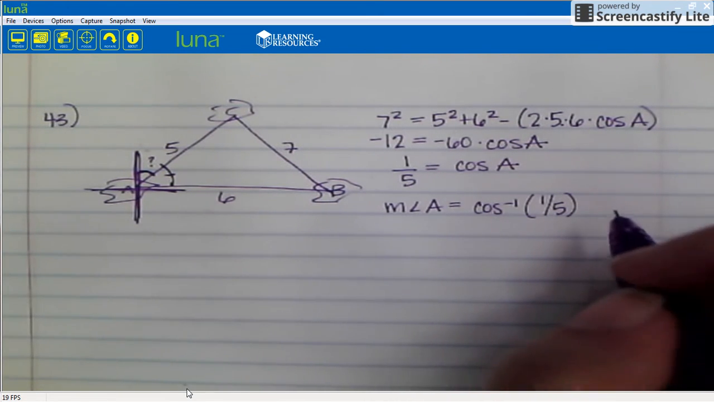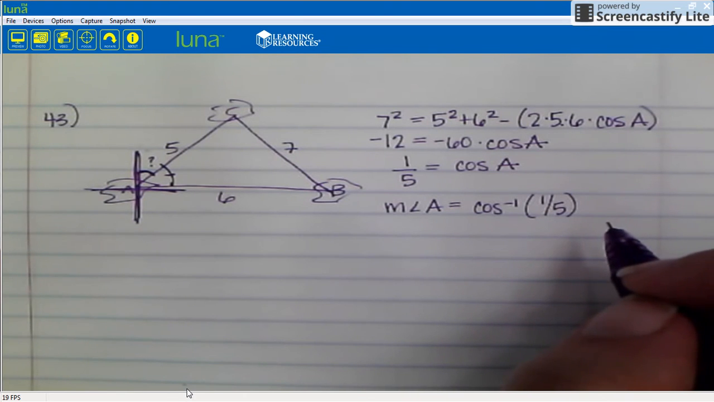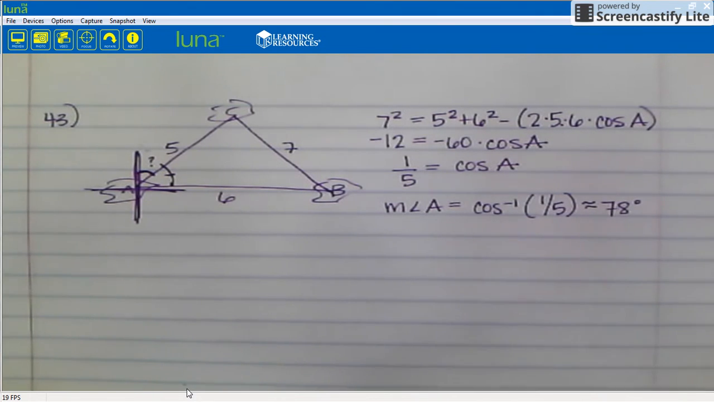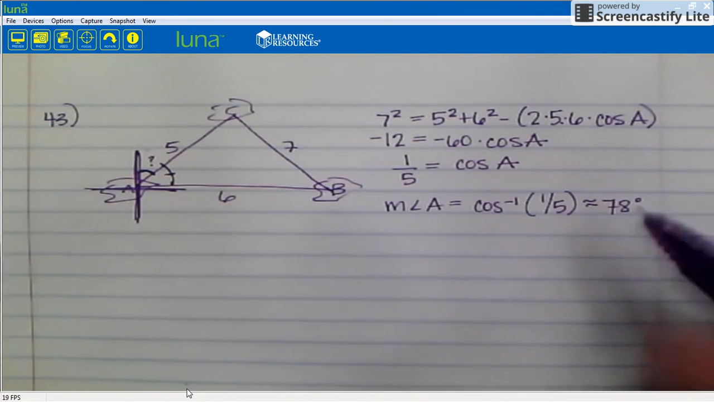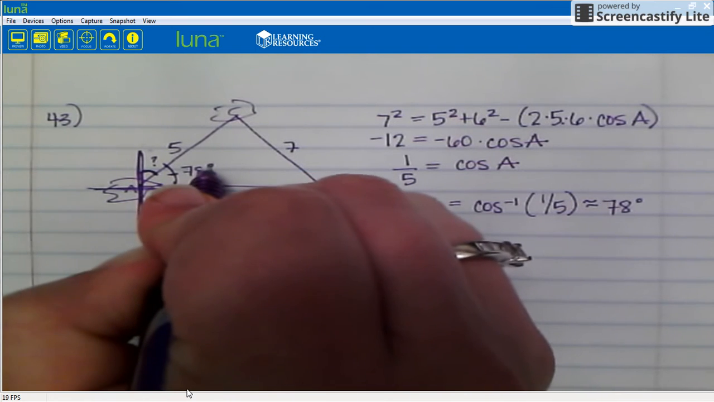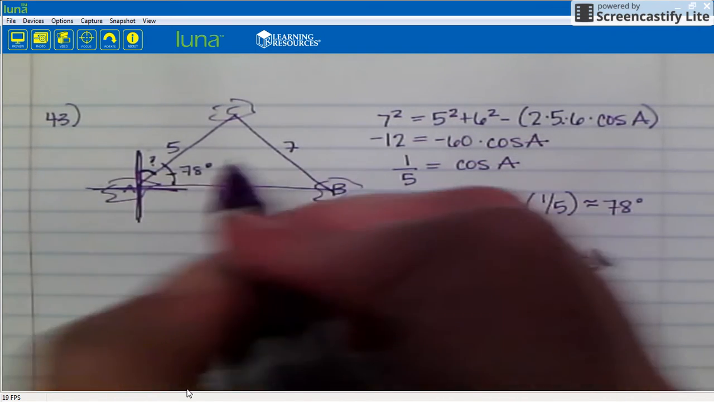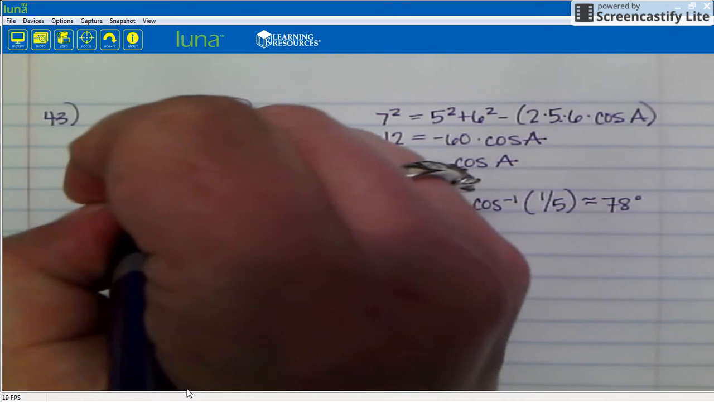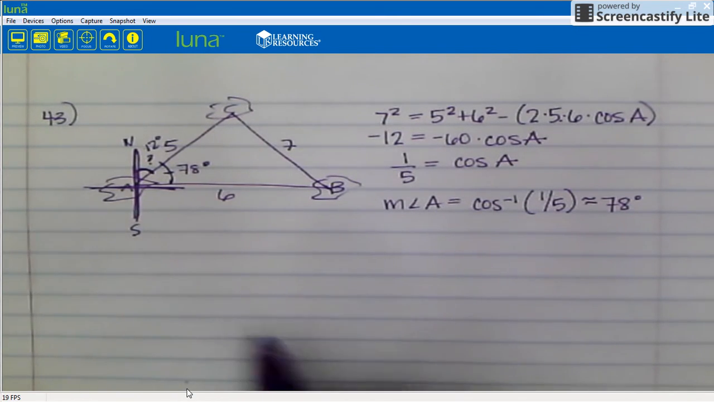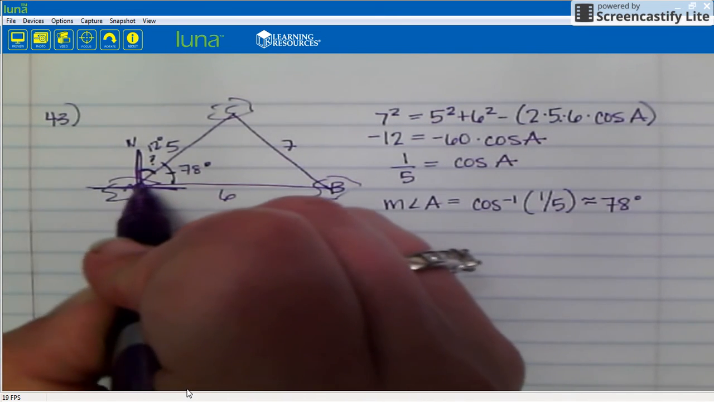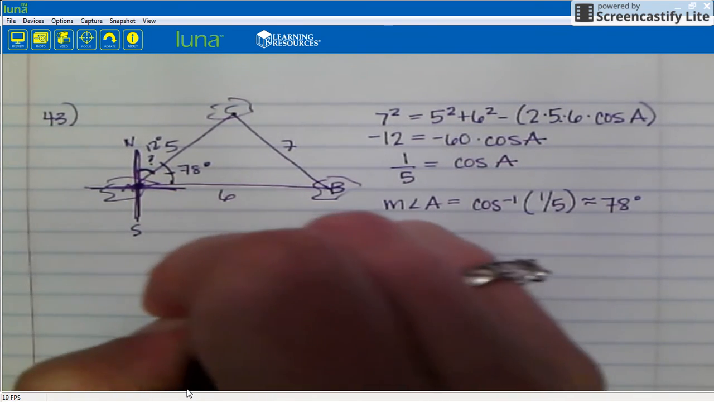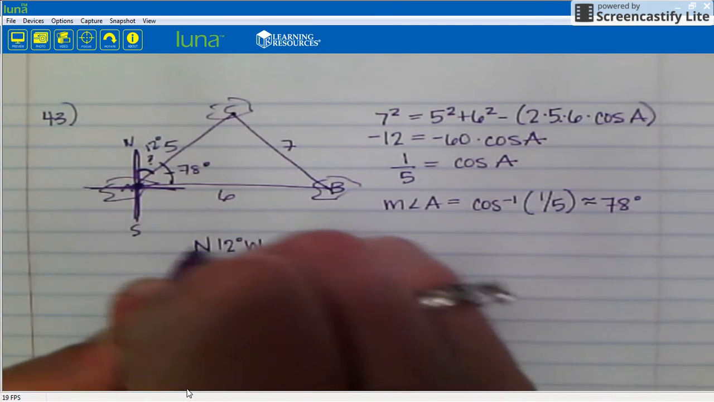And this gives me about 78 degrees. We'll round off to the nearest degree, even though they don't tell us what to do. So if this angle is 78 degrees, then this angle on the north-south line is 90 minus 78. So it's going to be 12 degrees. So the bearing in which I would have to navigate from island A to get to island C is going to be north 12 degrees west.